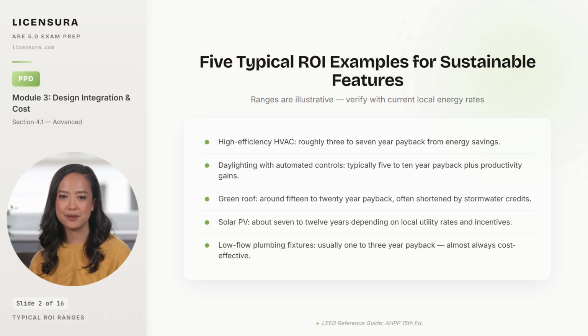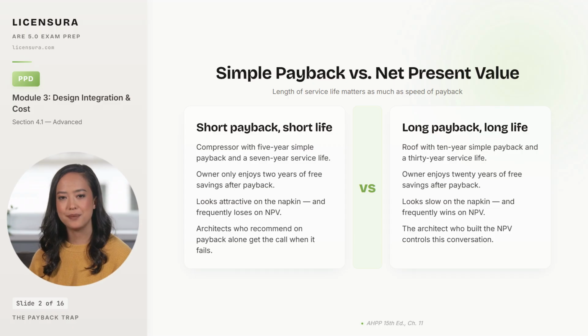The risk isn't the math. It's confusing simple payback with NPV, which the exam tests directly. Here is the trap the exam loves and the conversation owners get wrong. A compressor with a 5-year simple payback and a 7-year service life looks attractive on the napkin, fast money back. But the owner only gets 2 years of free savings after payback. And when the compressor fails at year 7, the cycle restarts.